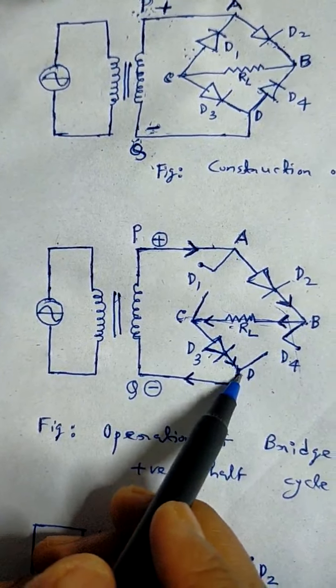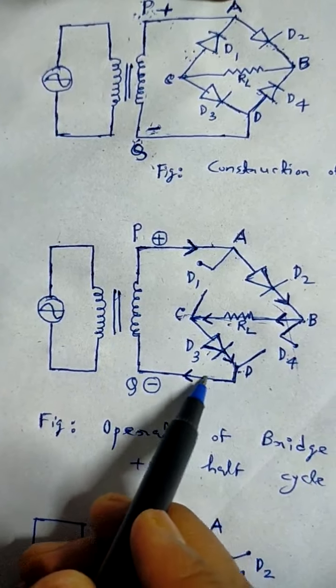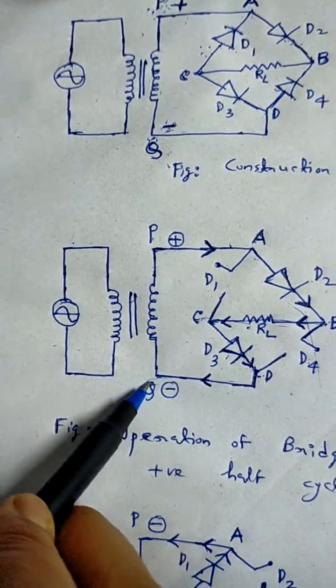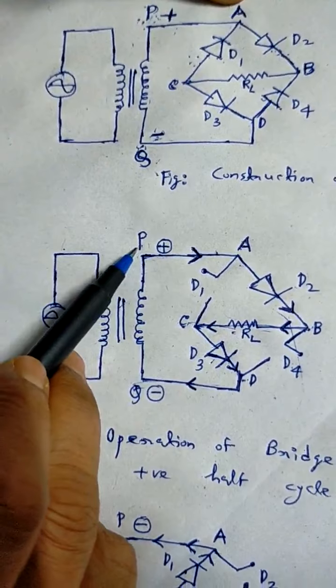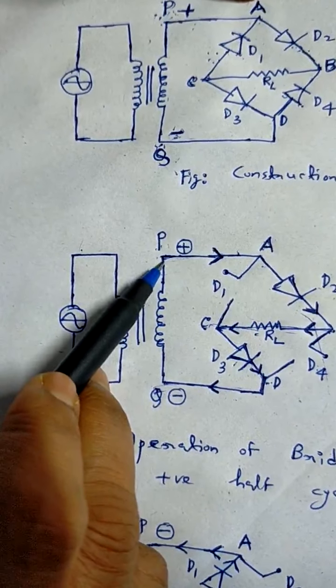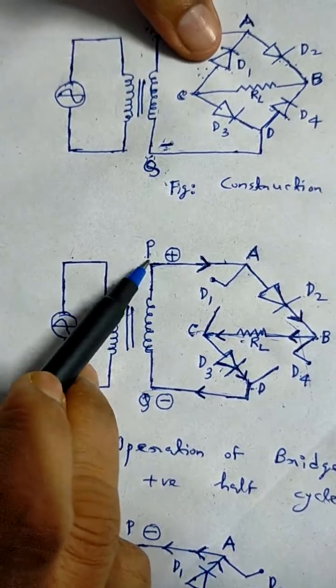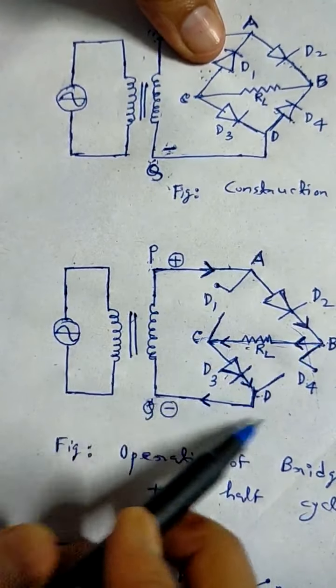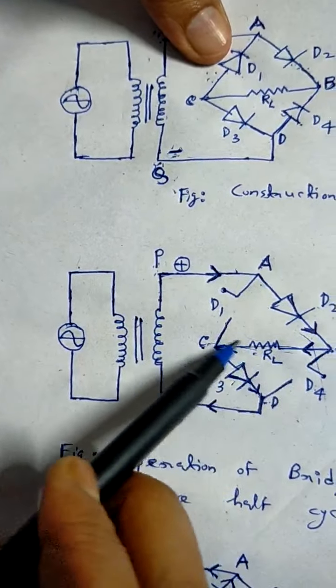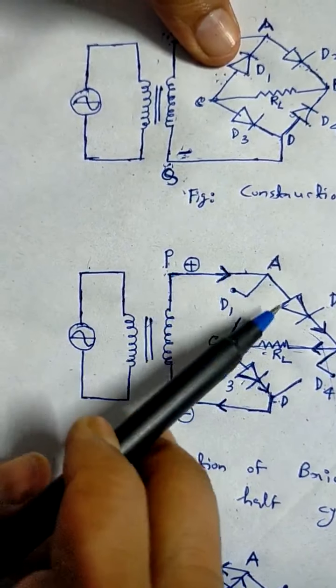It will come at the point D, and finally it will reach the end Q. That means the current is moving from the higher potential at the end P to the lower potential at the end Q through this path. So this is the direction of the movement of current during the positive half cycle.